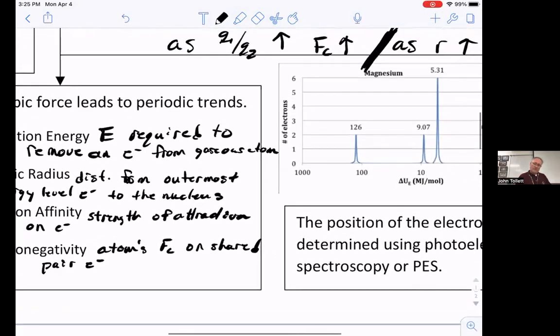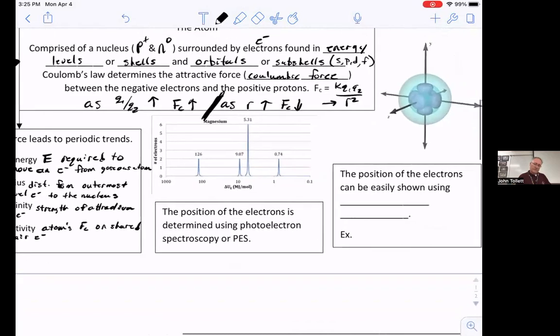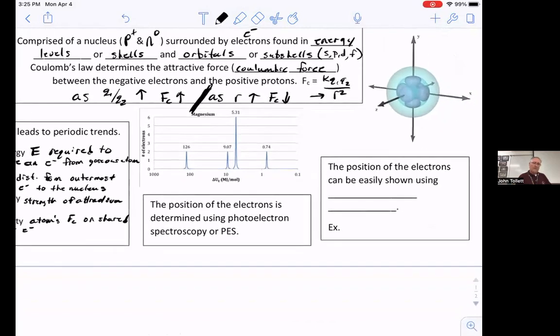So let's scroll over this way. What we have over here is photoelectron spectroscopy. This is still talking about the atom and the nucleus, but photoelectron spectroscopy tells you where the electrons are. The amount of energy it takes to remove an electron is the ionization energy. This shows you the ionization energy of multiple electrons in an atom. So if you're trying to figure out which element this is, or what the ionization energy is of its outermost electron, you could use this data to figure it out.